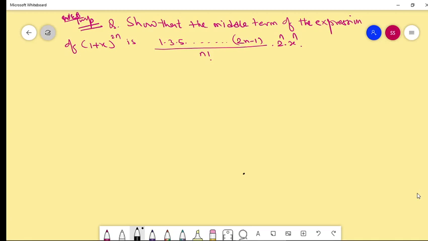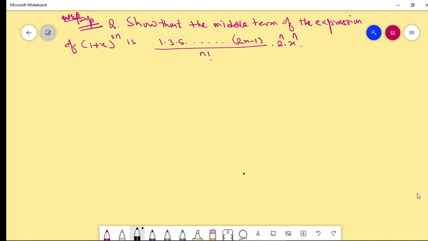Now the solution, dear students. Here, (1 + x)^(2n): the power is 2n, which is even. I already explained, it is even because any number multiplied by 2 makes it even.